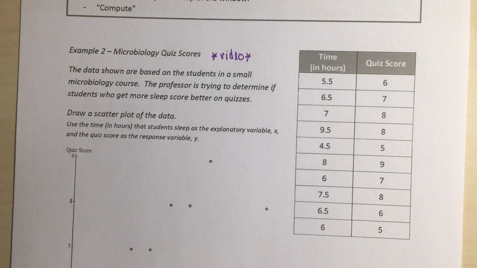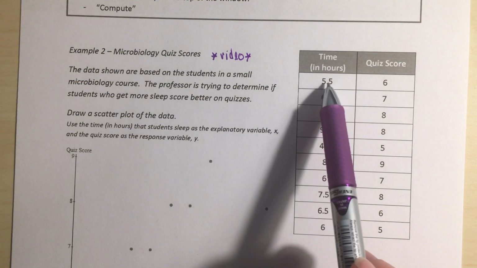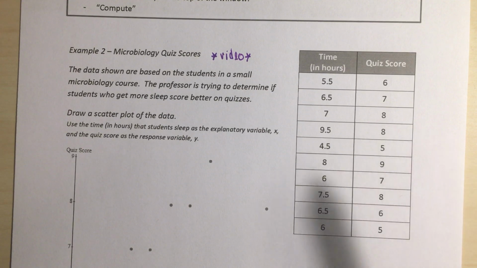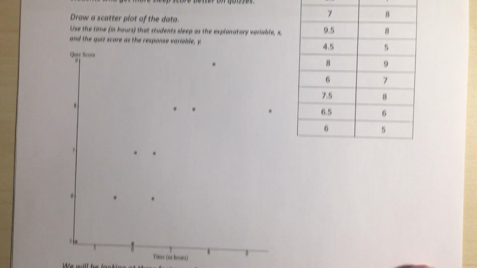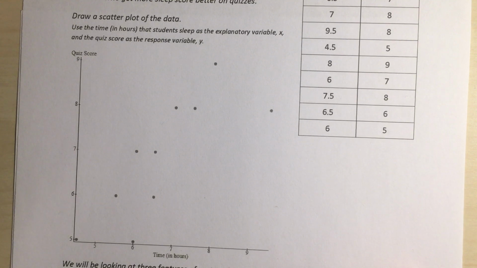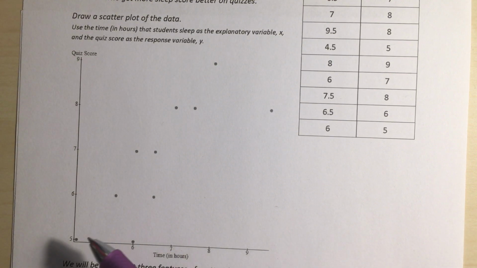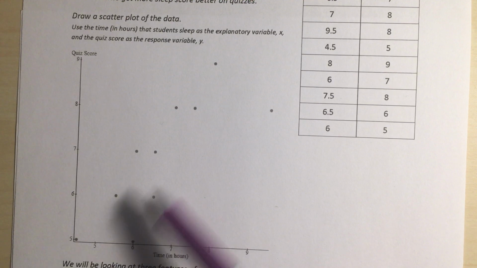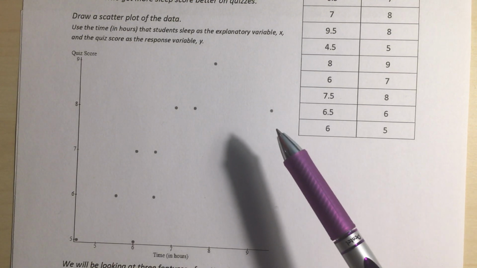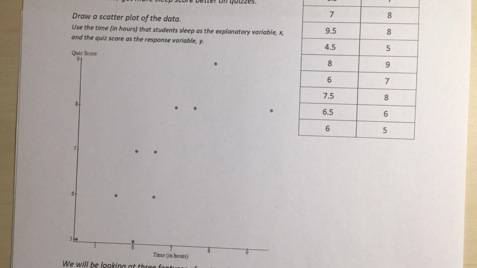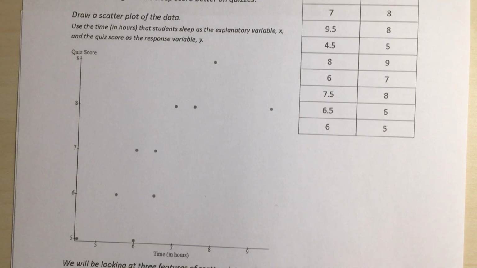Okay. We're going to draw our scatter plot of the data. We're going to use the time in hours that students sleep as the explanatory variable x, so this first column is x, and then our quiz score is our response variable, which is y. And then I went through and I entered these values into StatCrunch, and I created a scatter plot, and this is the image that I was then given. So as we look at this, we can see, like our last example, that things are increasing, but we're going to take a closer look into this particular scatter plot after we talk about the three things that are listed at the bottom here.